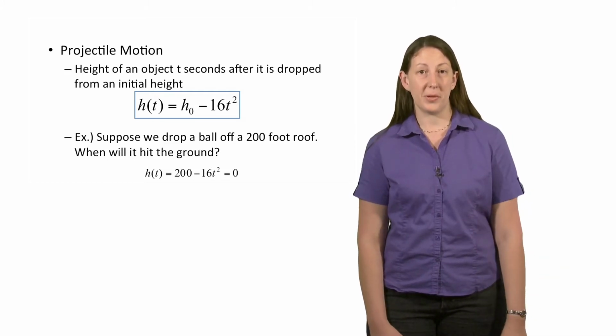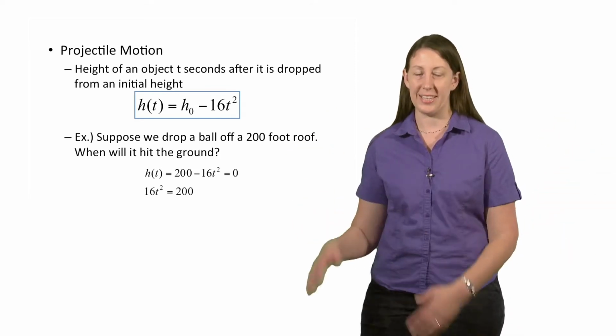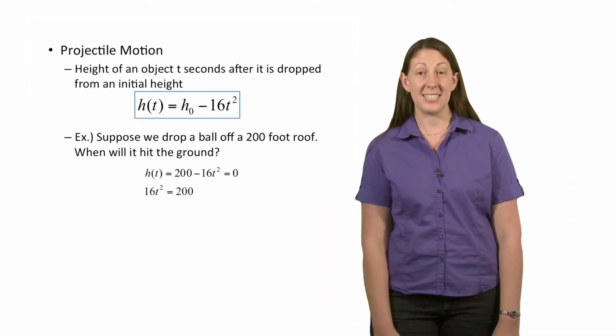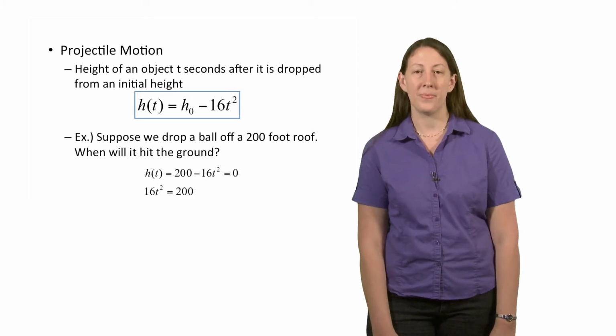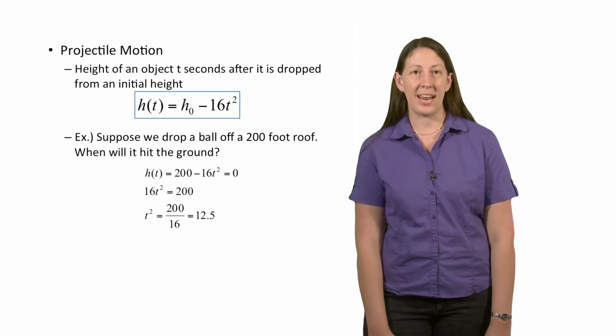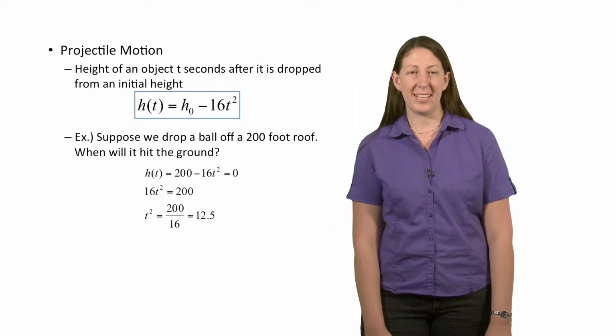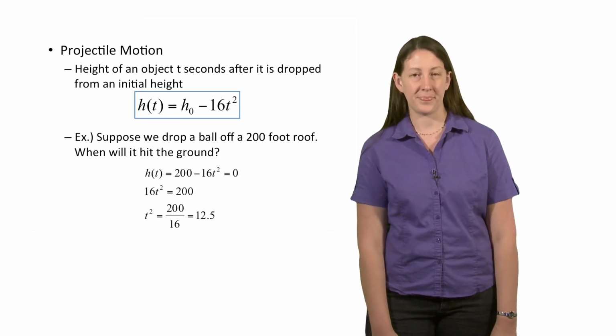Let's go ahead and solve this equation. I'm going to move all the terms involving t to one side and all the constants to the other side. I get 16t squared equals 200. Now if I solve for t, I can divide both sides by 16, and I get t squared equals 200 over 16, or I can simplify that to 12.5.